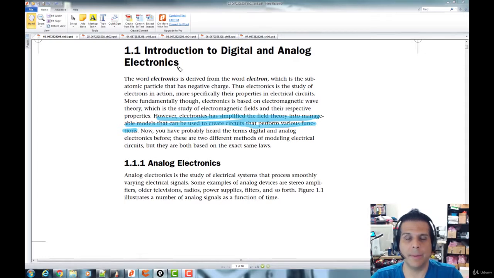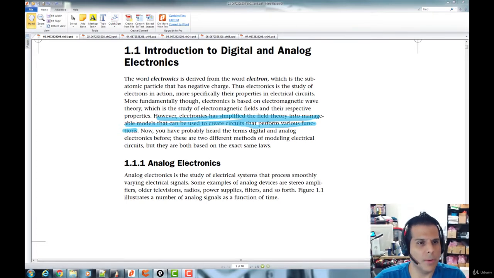So at the end of the day, we want to be able to use things with simplified models so that we can get work done, so we don't have to work with differential equations and Maxwell's equations and down at the atomic physics level. All right, so that's that. Let's keep that in mind. All right, so let's continue on here.